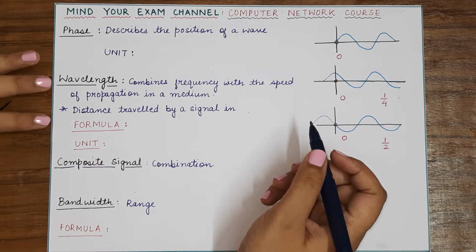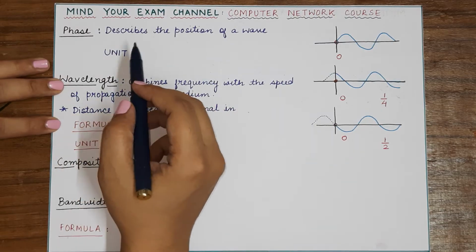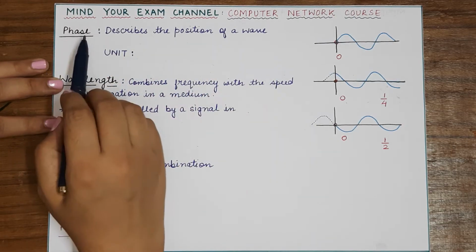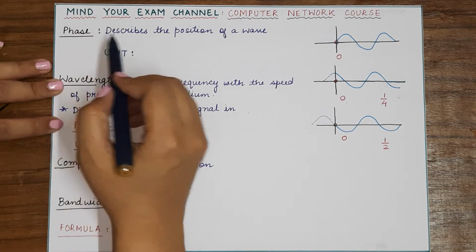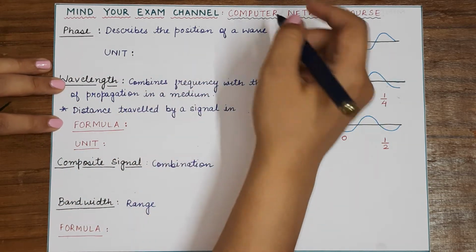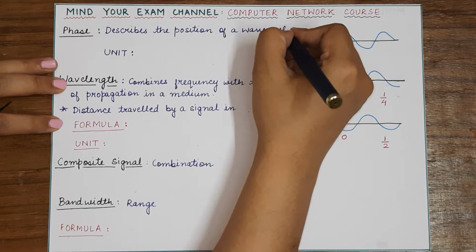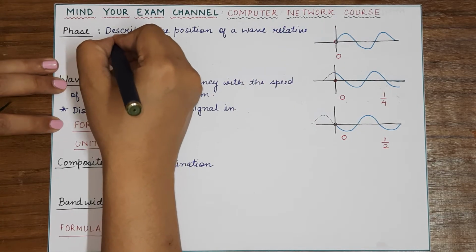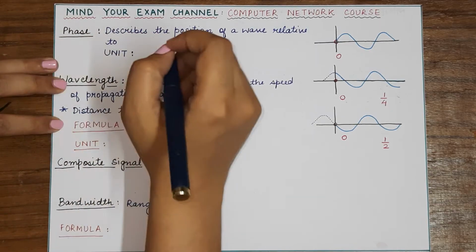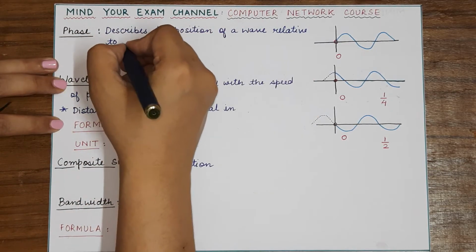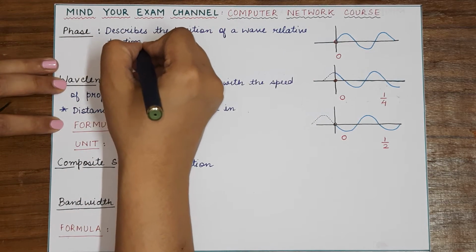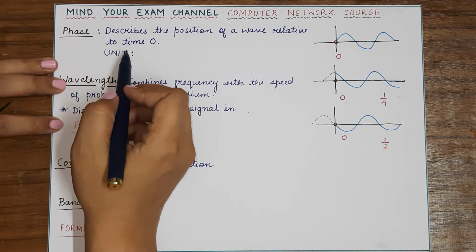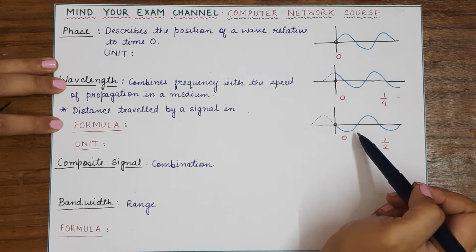Now let us understand that for a sine wave, that means an analog periodic signal, what do we mean by a phase? So phase basically describes the position of a wave relative to time zero. Depending upon the position of the wave, how the wave is starting at time zero, that defines the phase of that wave. Okay, so I have drawn 3 diagrams here.